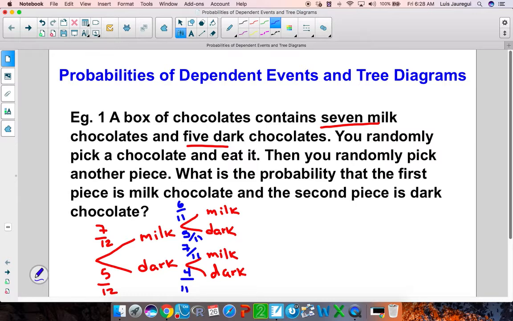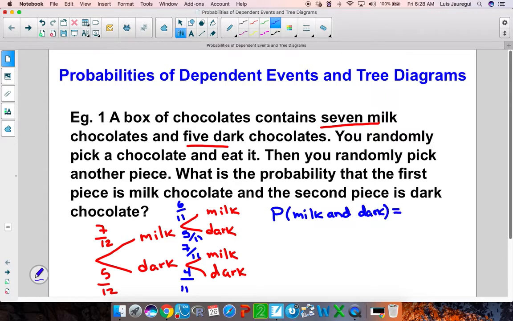Okay? Now, here, what we're interested in is the probability that the first piece is milk chocolate and the second piece is dark chocolate. So let me write that down. I want the probability that the first one is milk and the second one is dark.